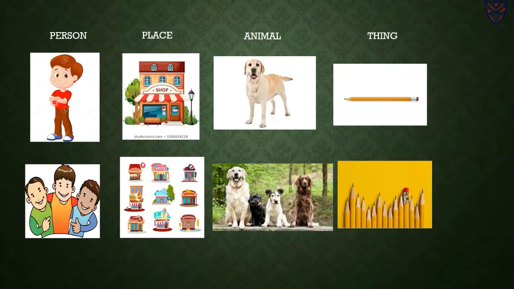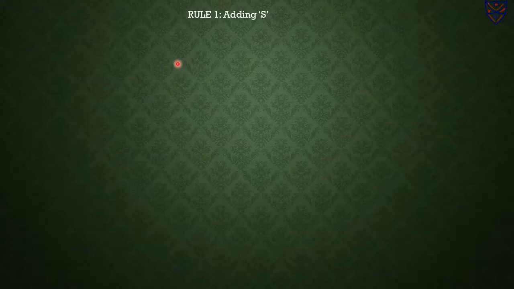So students, one person, one place, one animal, one thing is a singular noun. And many persons, many places, many animals, many things, that is called a plural noun. Okay? Here some rules are there to convert a singular into plural. Let's see rule 1. Adding s.